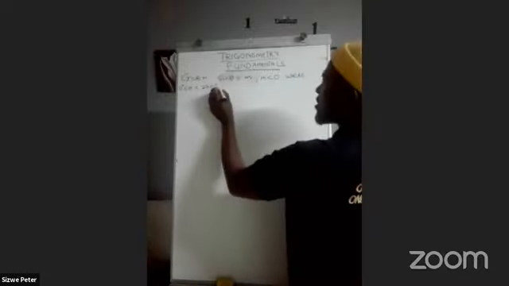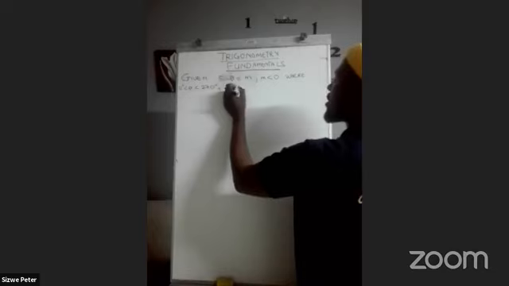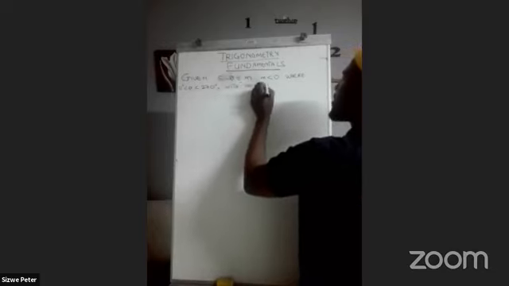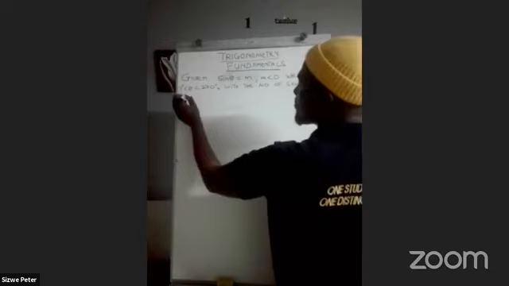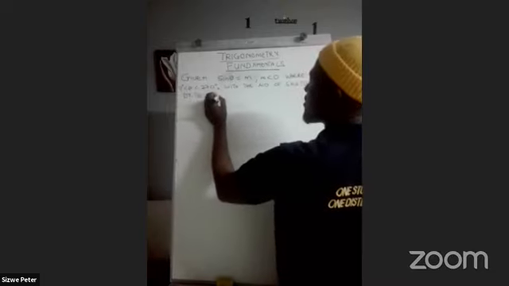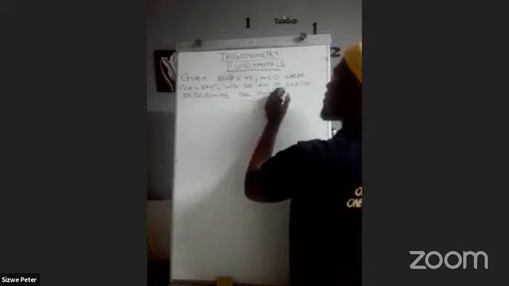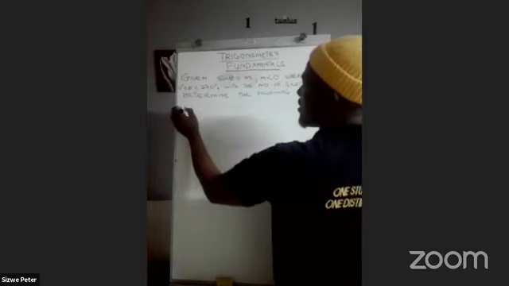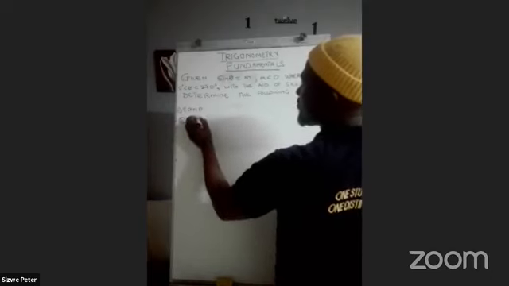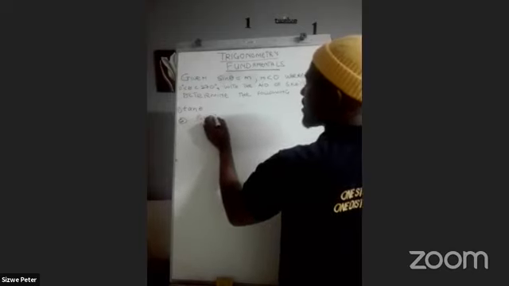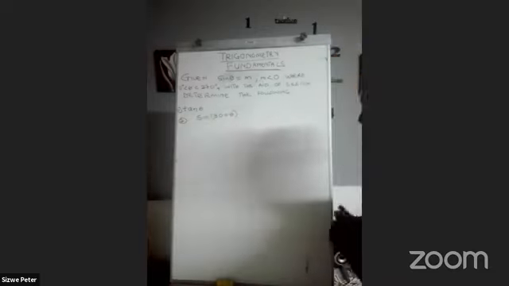With the aid of a sketch, determine the following. Tan theta, that is number 1. Number 2, sine of 30 plus theta.